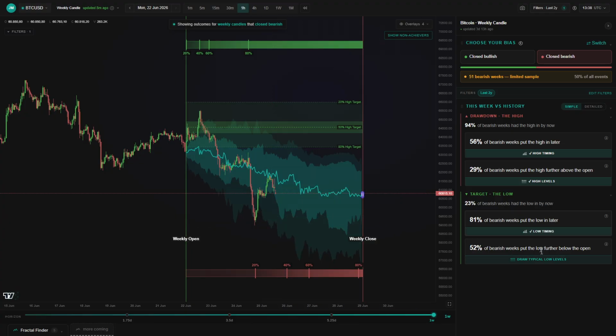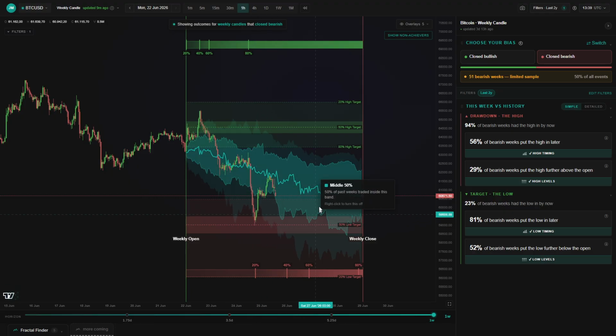Now, when we draw out the typical low timings and low levels for bearish weeks, we can also see that in terms of time, around 80% form it after this time over here. You can also see that this metric is confirming that 81% of bearish weeks put the low in later based on the timing of this current low right there. Now that is quite interesting in my opinion. So therefore, still a high probability to take out this low, and therefore no longs until proven otherwise. And people that have been longing with their stop beneath this low as their invalidation are using a low probability invalidation, in my opinion, for their stop loss.